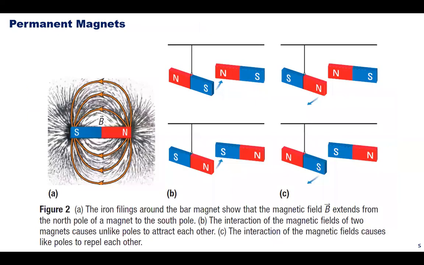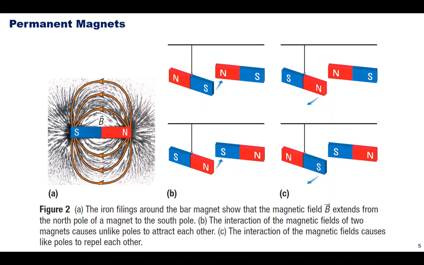Okay, next, let's have a look at the concept of permanent magnets. The first observations of magnetic fields involved materials that can easily be magnetized, which are called permanent magnets. Permanent magnets are used in numerous devices, such as compass needles, refrigerator magnets, speakers, and some motors. So here, figure 2A shows a permanent magnet made in the shape of a bar with small iron filings sprinkled around the bar magnet.